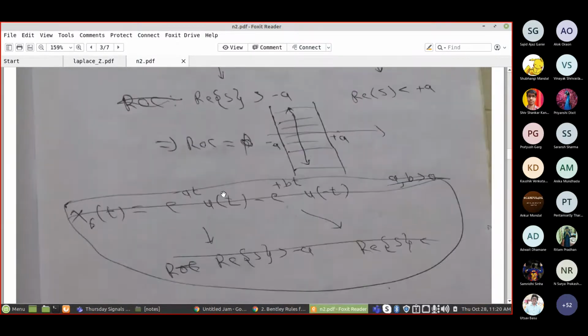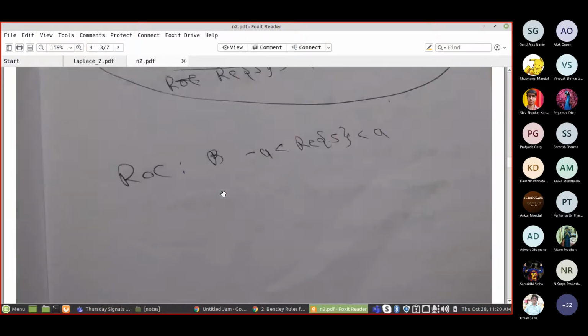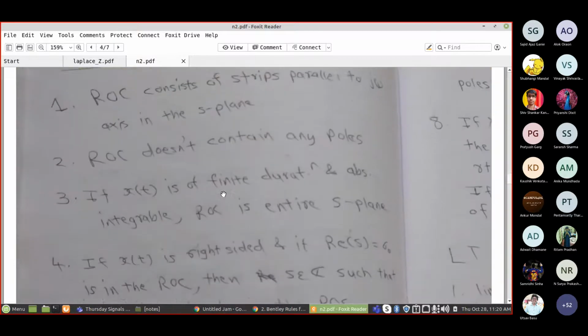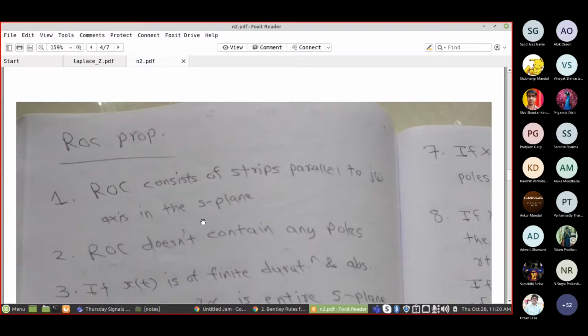All right, so let us continue analyzing the ROC a bit more in detail. Let me show you these properties. You can also see these things discussed in more detail in Oppenheim's book with some examples. But these are not too difficult to grasp. Let's discuss these one by one. So the first property is as follows. ROC consists of strips parallel to the j omega axis. I hope this is easy enough to understand, right?